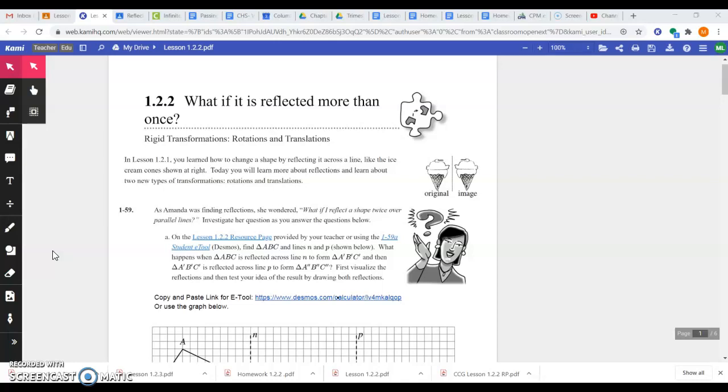Alright. So again, this is lesson 1.2.2. This lesson is about rigid transformations. We already did one rigid transformation. We did reflections. Now we're going to look at rotations and translations.